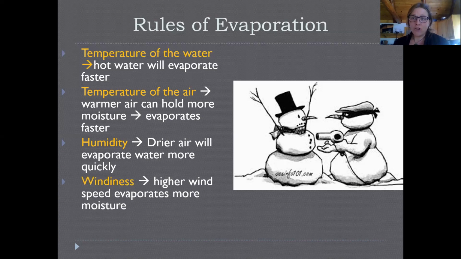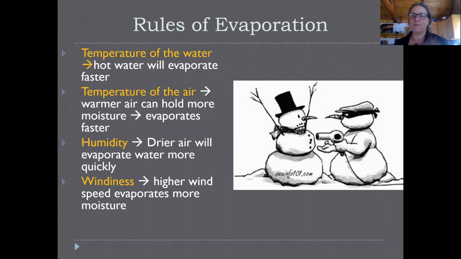Okay, and then the final factor is windiness. And so windiness is actually just something that decreases humidity. And we just learned before that the drier the air is, the faster it can evaporate moisture. And so what windiness does is it just continually removes humid air and replaces it with dry air in contact with places that are evaporating moisture.